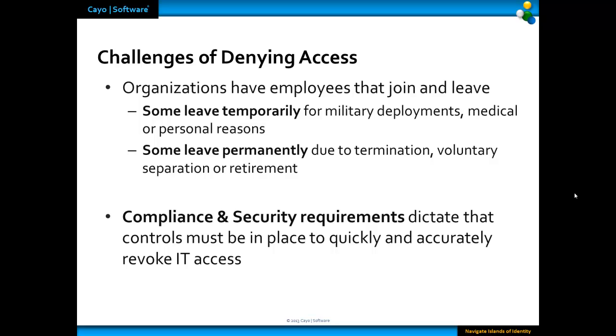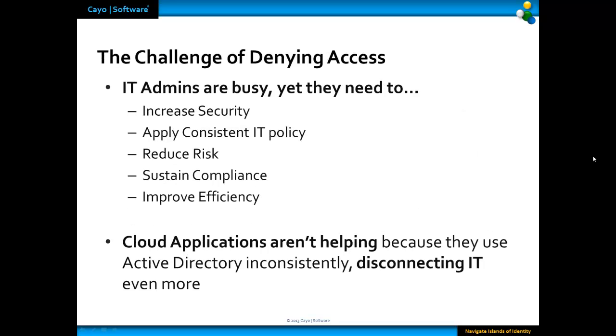Throughout those processes of joining and leaving, compliance and security requirements dictate that controls have to be in place to quickly and accurately revoke access when an employee's status with the organization changes. IT admins are busy, yet they still need to increase security, apply consistent IT policy, reduce the risk to the organization, sustain their compliance efforts, and improve their overall efficiency, despite having a lot of these interruptions where employees are coming and going. Unfortunately, cloud applications and mobile aren't helping either, because they use Active Directory inconsistently and they further disconnect IT.